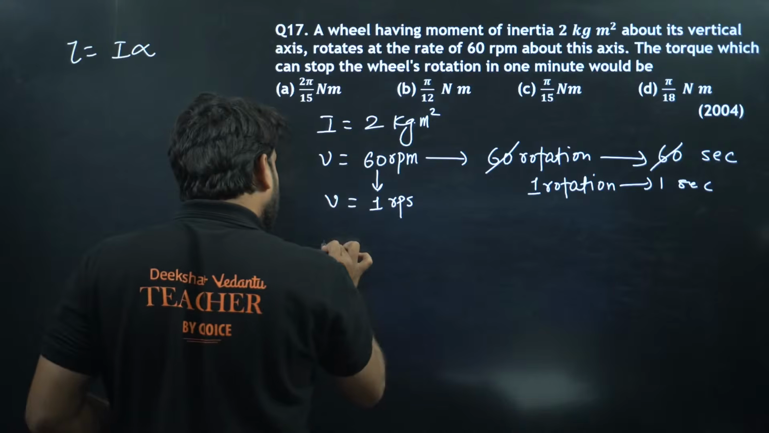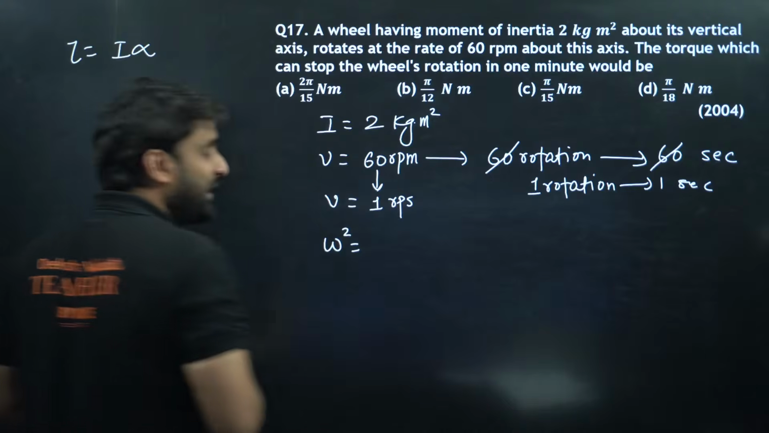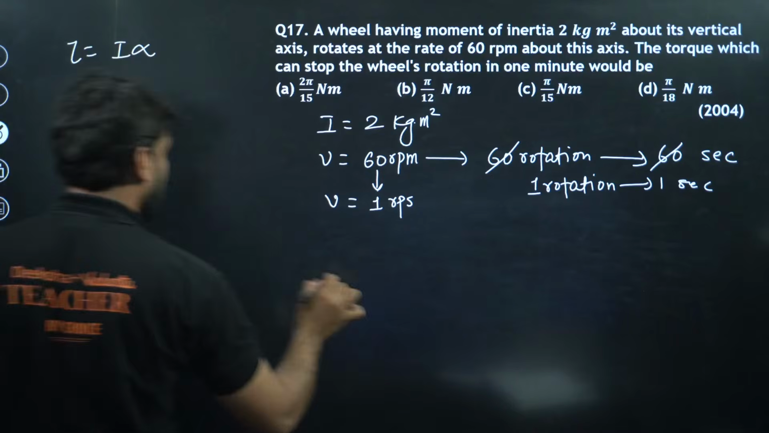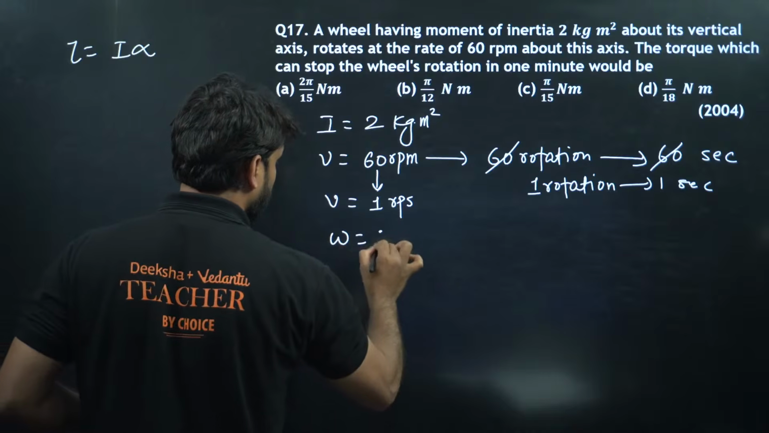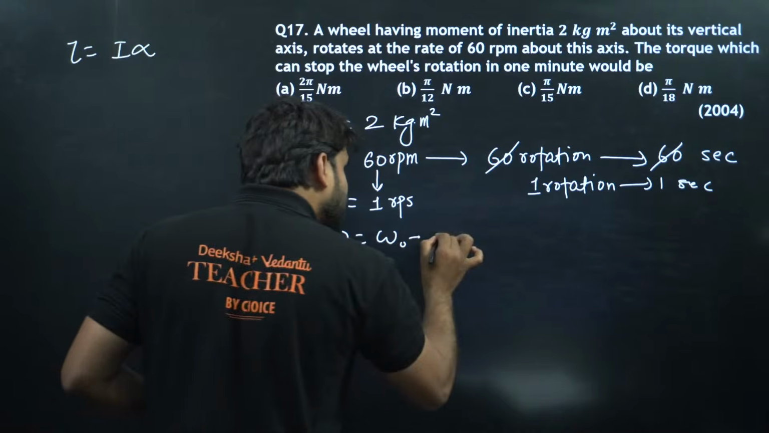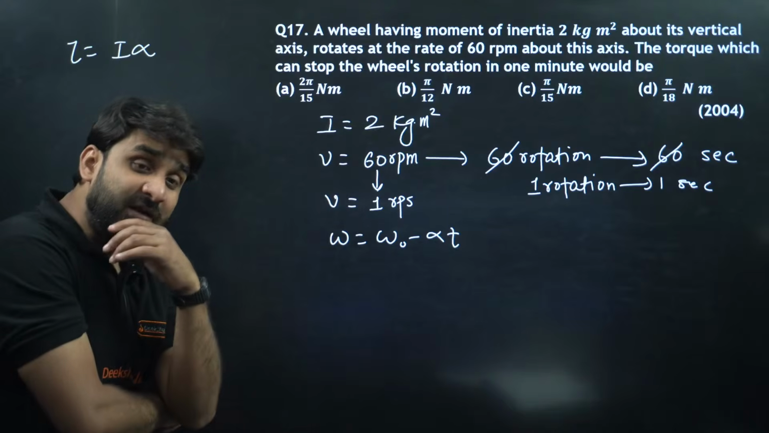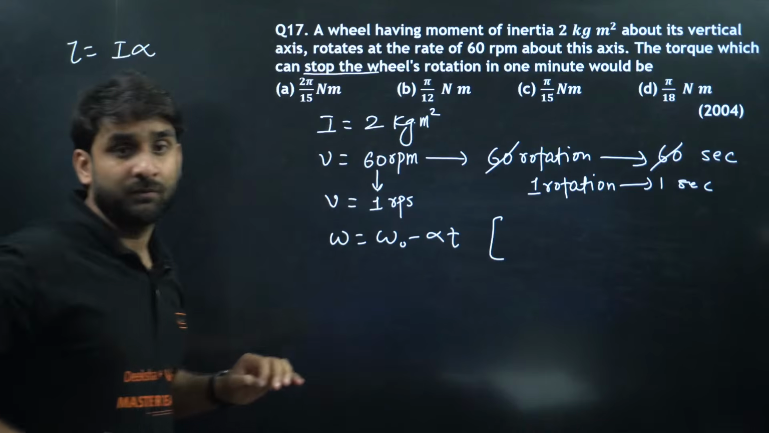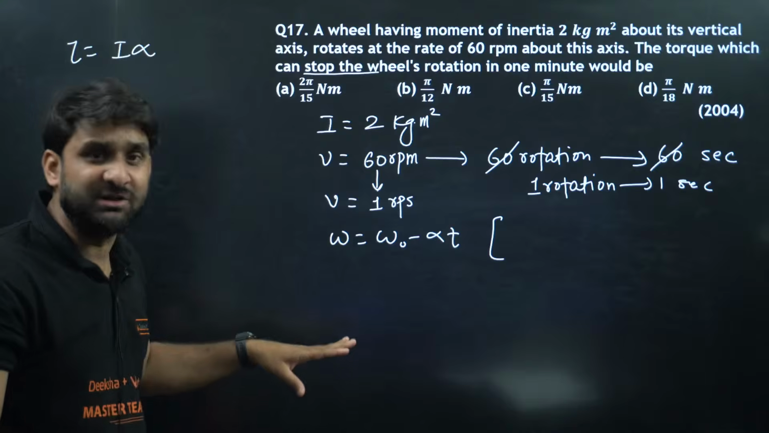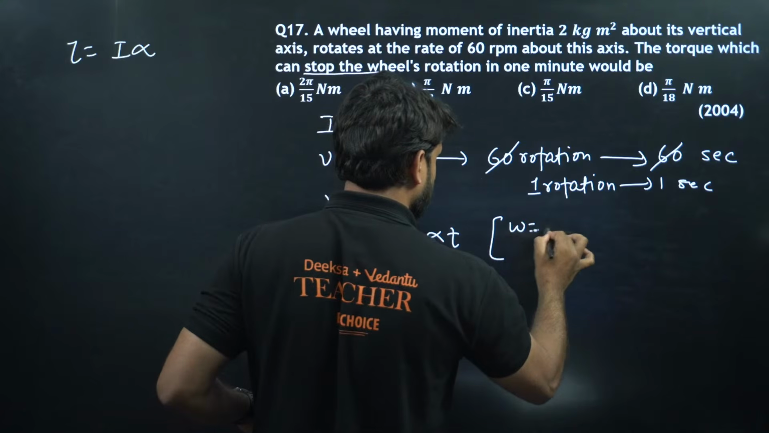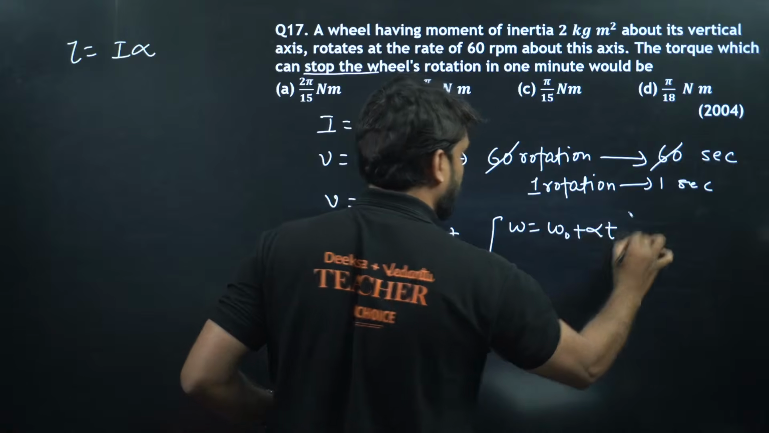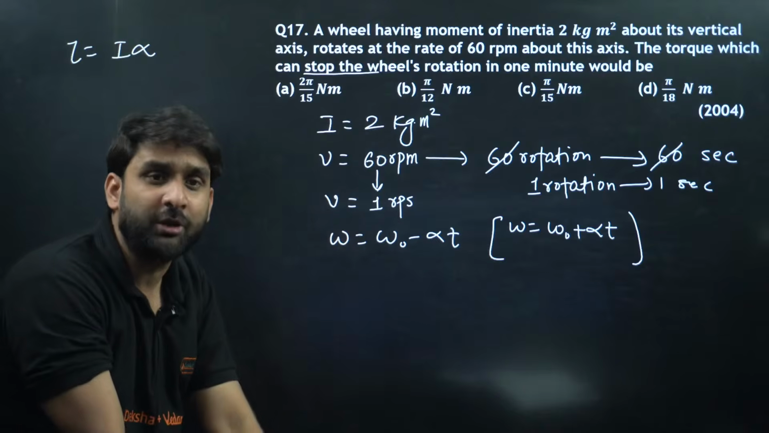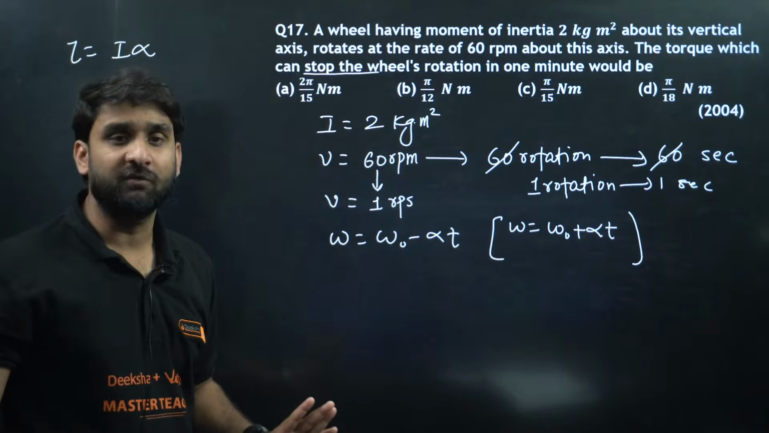So we have the first equation of motion for rotational motion: omega is equal to omega naught minus alpha t. Why minus alpha t? Because we have to stop the wheel, so the wheel is decelerating, retardation is there. We know omega is equal to omega naught plus alpha t. This is the formula of the first equation of motion for rotation. But the wheel is stopping, so acceleration is going down. So that's why the acceleration will go in negative form, right?